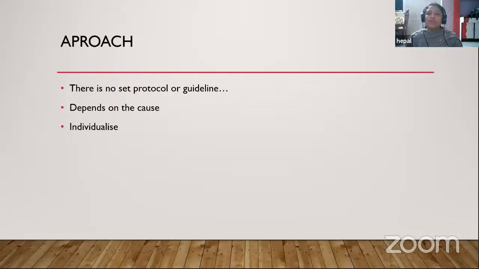Now, how do we approach chronic allograft nephropathy? It is like chronic kidney disease. We don't have a specific set protocol or guideline to approach and manage chronic allograft nephropathy. We have to come down to the most probable cause of chronic allograft nephropathy and try to treat it. So it is going to be individualized. Every case of chronic allograft nephropathy is going to be different, and the treatment has to be tailor-made to each individual.